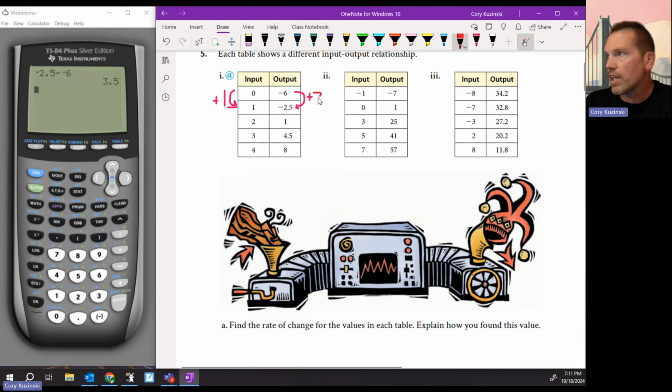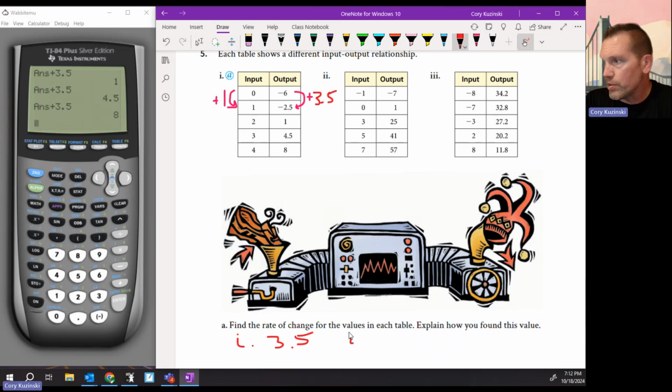Okay, so here we go. 3.5. Now let's use our recursive rule and check things out. So we've got negative 2.5, enter, plus 3.5. That gives us negative 6. My brain's fried. I've done a lot of stuff today. Plus 3.5. There we go. That gives us the negative 2.5, then the 1, then the 4.5, then the 8. Okay, we're almost done with part A of number 1 here. So it's 3.5, right?